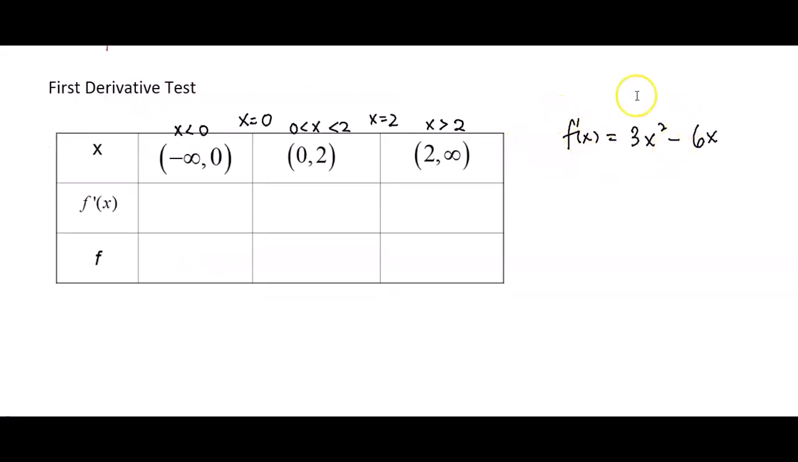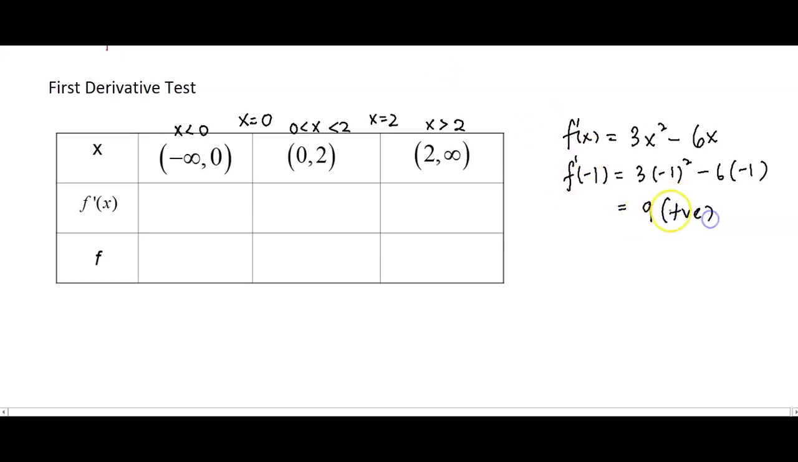This is the f prime x that we have just now. Put a value which is less than 0, for example -1, into f prime x and see what we have. f prime of -1 is 9, which means the sign is positive. We don't care about the exact value of f prime of -1, we just need to know the sign is positive, and we note that down here.